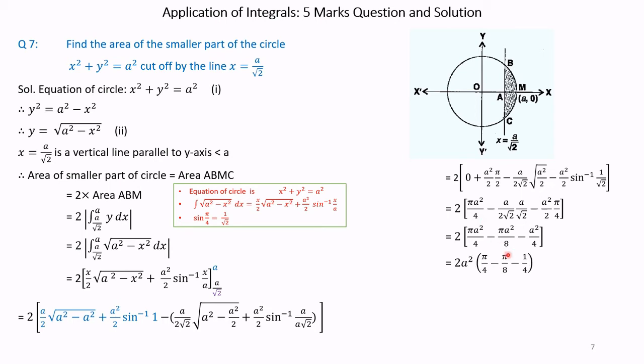So that we get 2a square into pi by 4 minus pi by 8. A square we have taken common, pi by 4 minus pi by 8 into 1 by 4. Therefore, that is equal to 2a square into pi minus 2 by 8. So the answer is a square by 4 into pi minus 2 square units. So we will take up the next question.